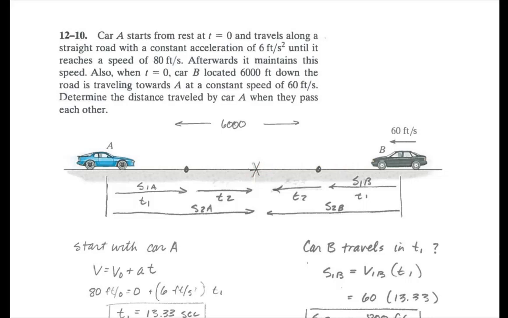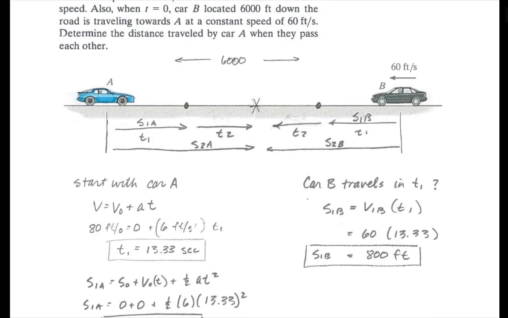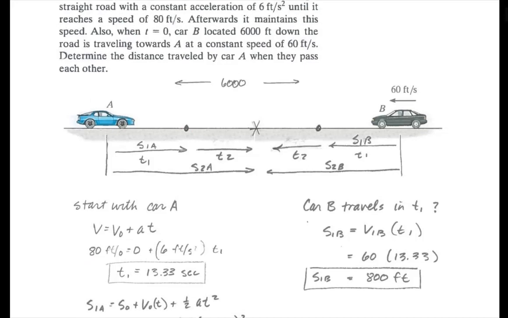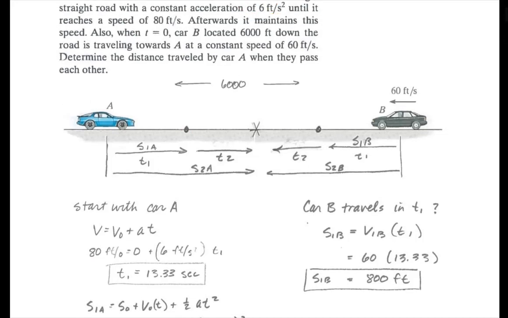All right, let's start with car A. He is under constant acceleration. So this is our constant acceleration equation: v = v0 + at. At the end of his acceleration period, he's going 80 feet per second. The problem says that he starts with a 6 feet per second squared acceleration. And so it takes him t1, or 13.33 seconds, to get up to speed. That's t1.